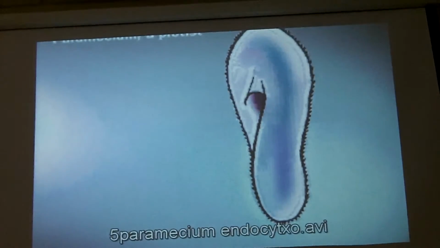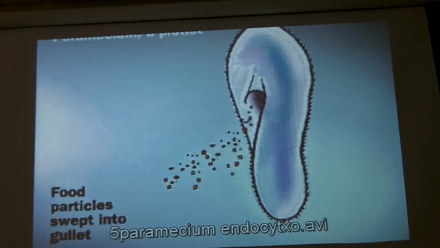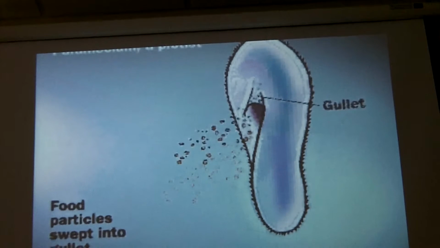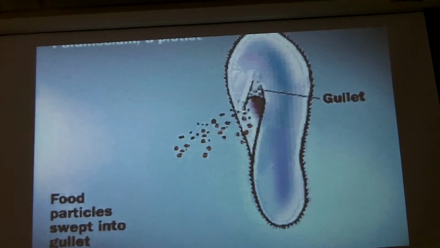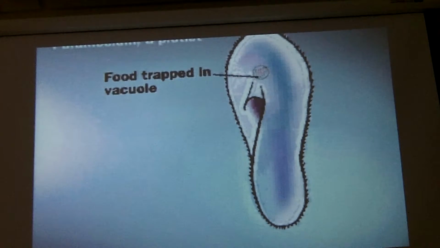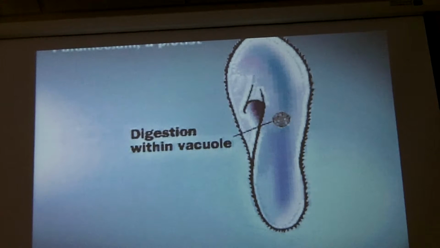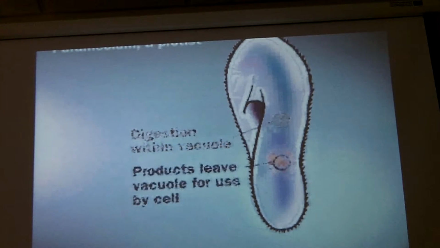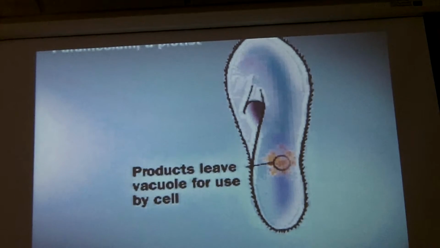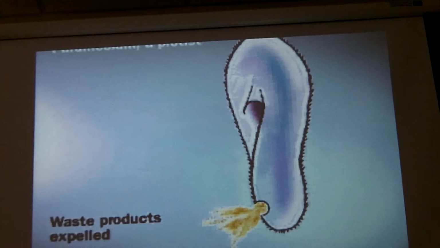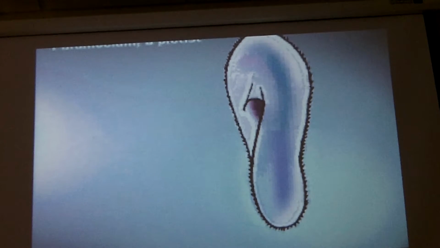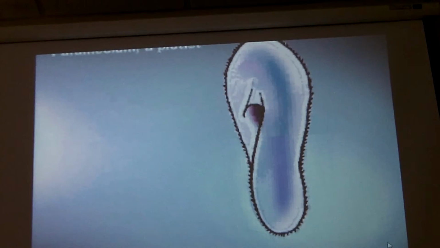Protists, such as paramecium, sweep food particles into their gullet, trapping the particles in a food vacuole. Digestion takes place within the food vacuole, and the products of digestion pass through the membrane of the food vacuole. Finally, the food vacuole merges with the plasma membrane, expelling waste products into the environment.